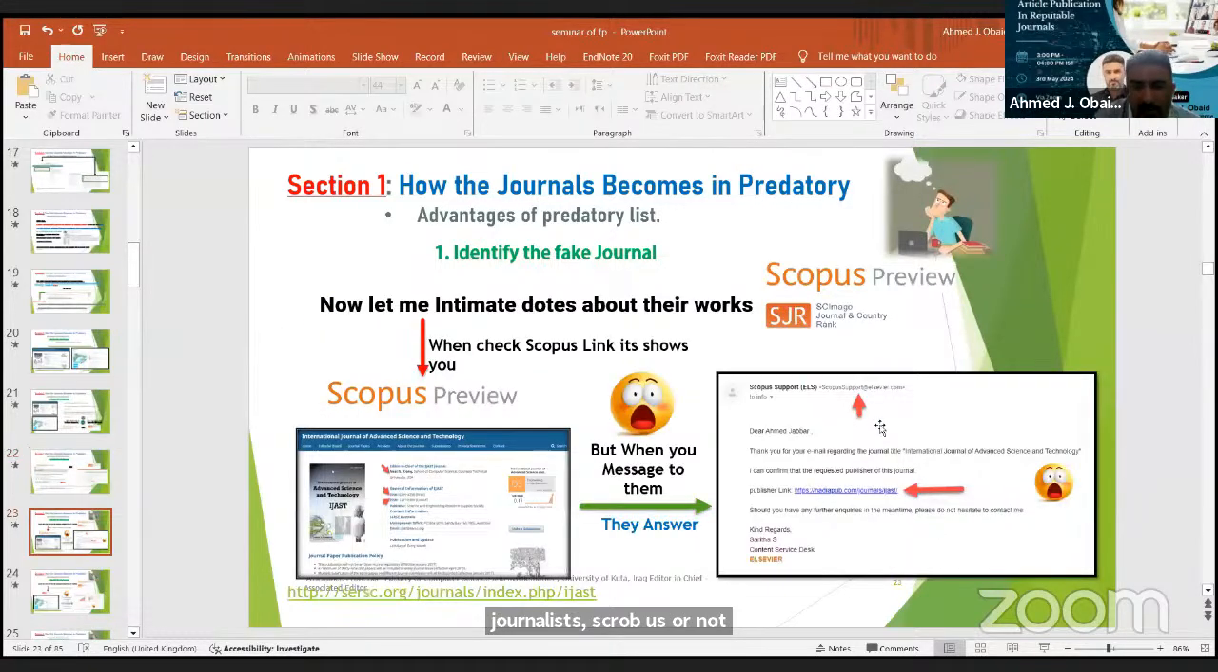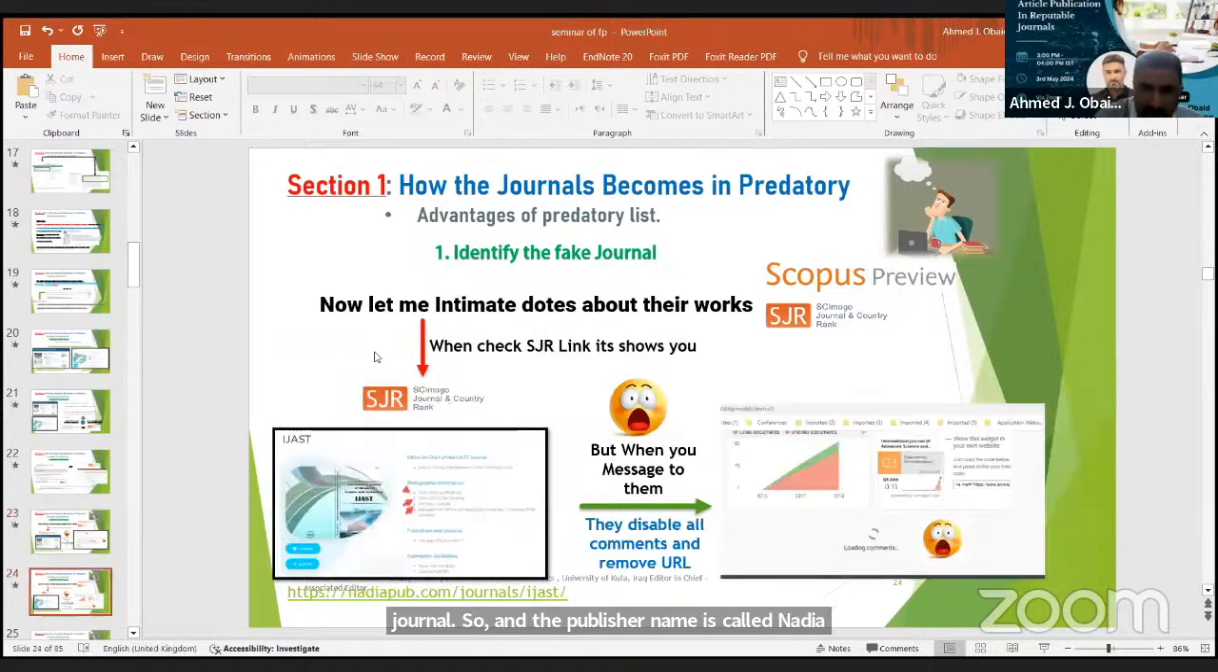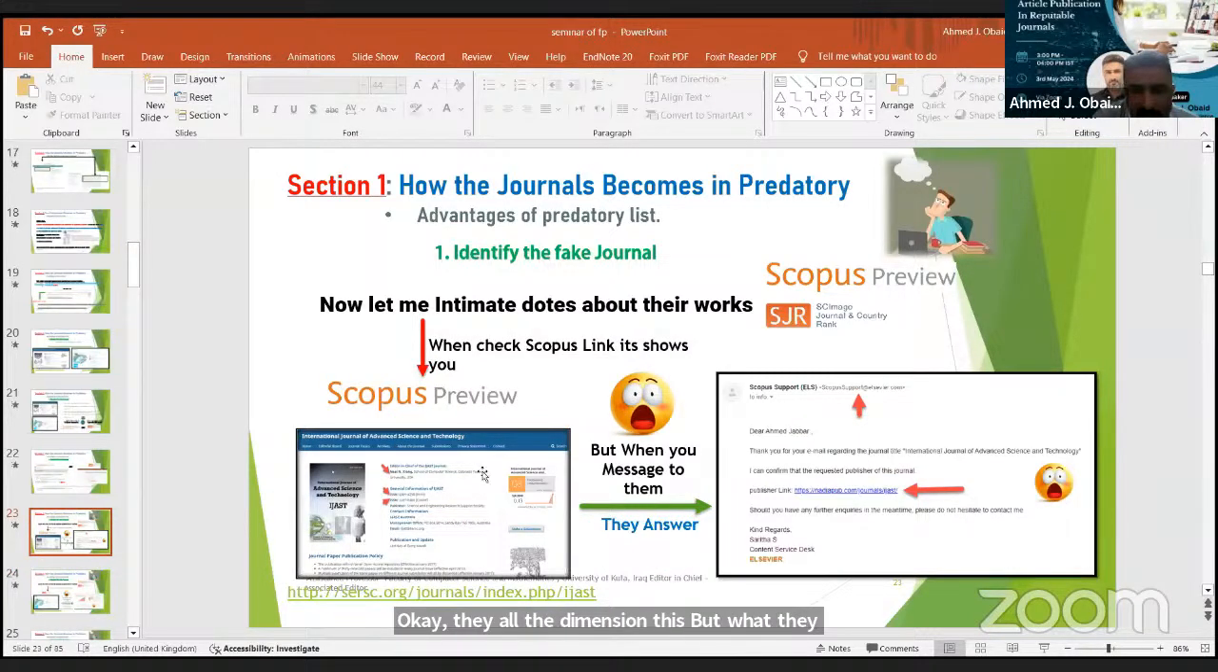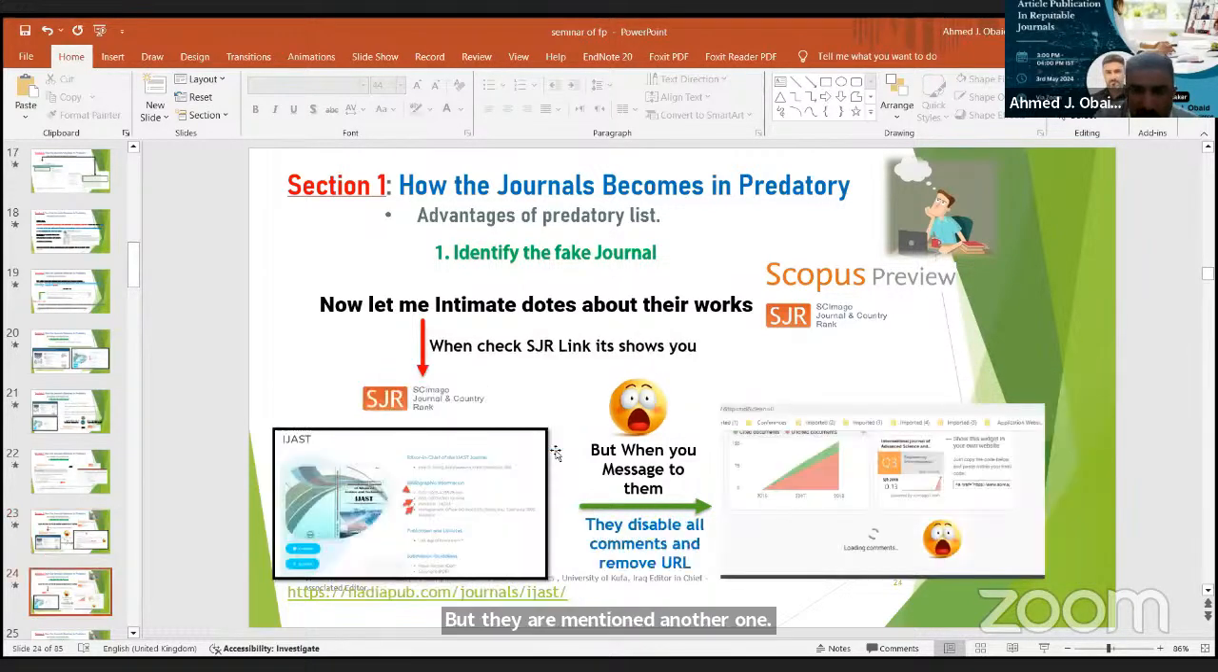So let us go to our questions to the Scopus support team, asking which journal is considered a reputed journal. Based on their answer, they mentioned this journal as a reputed journal, and the publisher name is called Nadia something. Okay, they mentioned this, but they are indexing this journal on their website while mentioning another one in this letter. So let us go to these slides and see what they are doing. They already mentioned this journal on their website, and some comments when we asked them were either visible or maybe did not appear because of a technical problem.